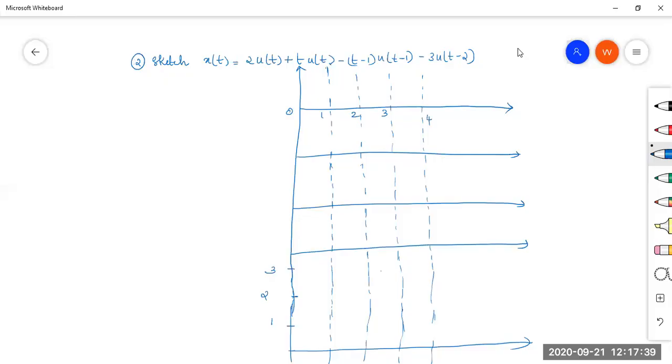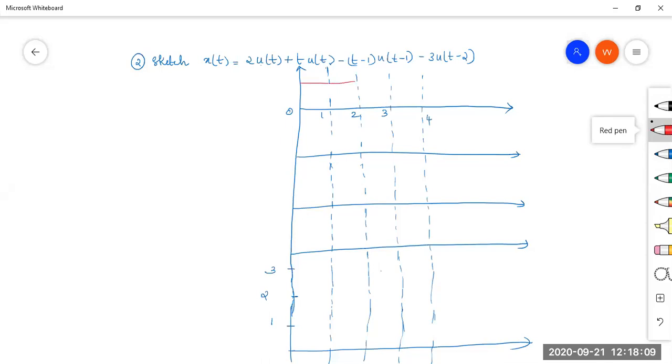Now let's see another example, how to sketch x of t is equal to 2u of t plus t u of t minus (t minus 1) u of t minus 1 minus 3 u of t minus 2. So we'll draw the first one. This is 2 into u of t. So u of t, we know it is the unit step signal. Multiplying it with a constant 2 means the magnitude of the signal will become 2.